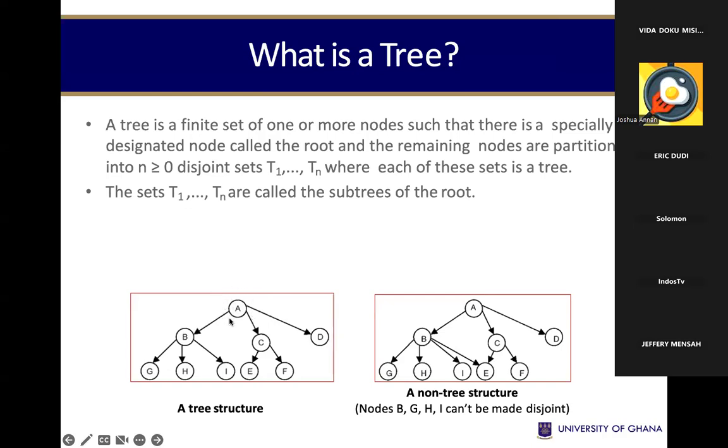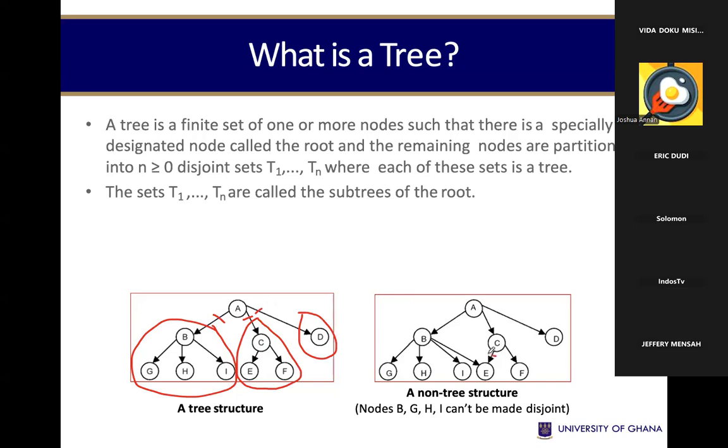Now, if I disconnect the root node from the remaining nodes, I should be able to have what we refer to as what? A forest. And that forest is basically defined as a set of disjoint subtrees. Like you can see what I'm doing now. Once the root node is disconnected, then I can easily have a set of disjoint subtrees. If I have a situation like that, then I can call the structure a tree.